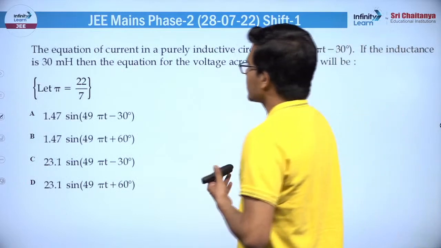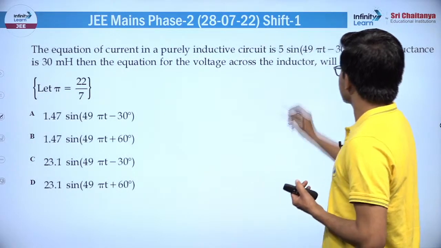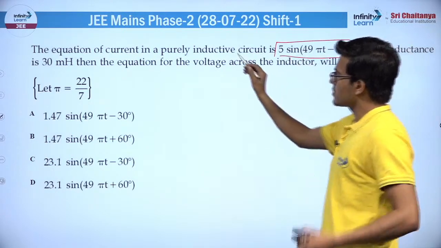Moving to the next question, the equation of current in a purely inductive circuit is given by this. Important word is purely inductive.